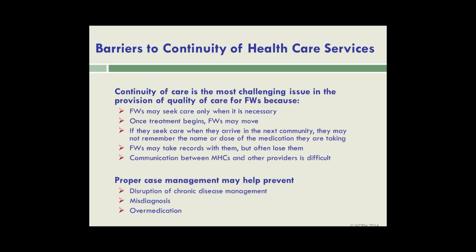Continuity of care is one of the most difficult issues in quality of care for migrant farm workers. The mobility of migrants, even when many return to the same area year after year, makes continuity of care difficult. Geographic relocation may occur several times during the course of a year. The disruption on the chronic disease management of a farm worker often occurs due to the nature of their migration cycle. Proper case management will help to prevent this, as well as prevent many misdiagnoses that may occur, and also the chances that the patients over-medicate.